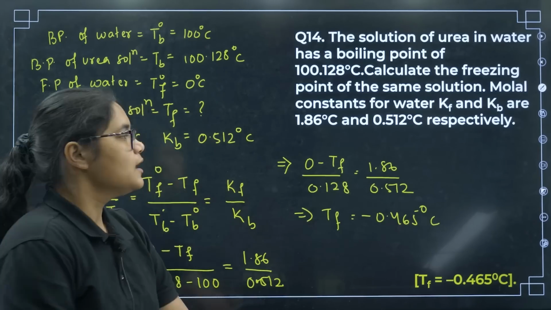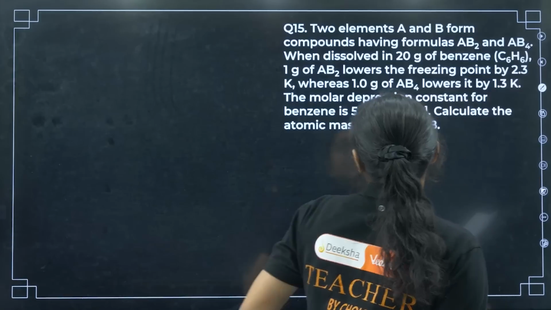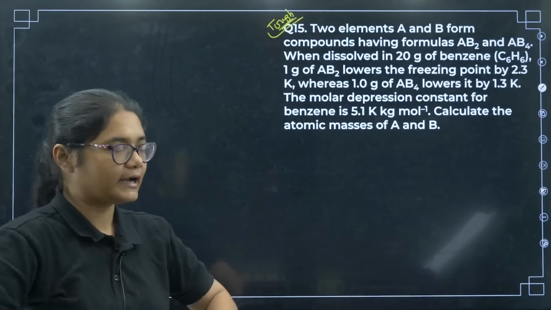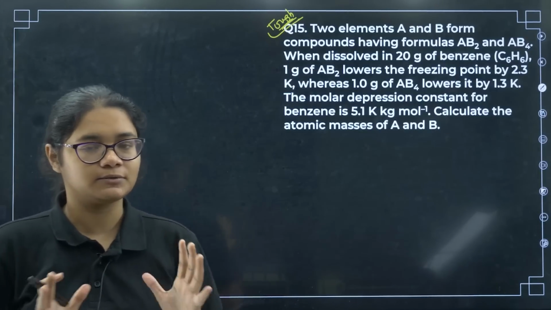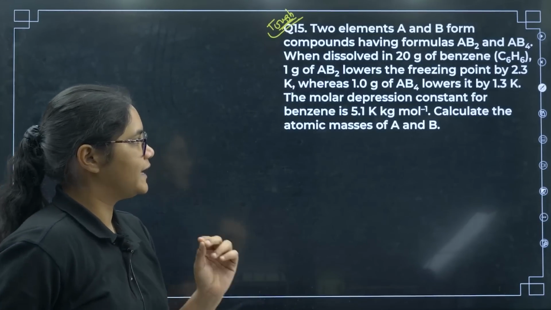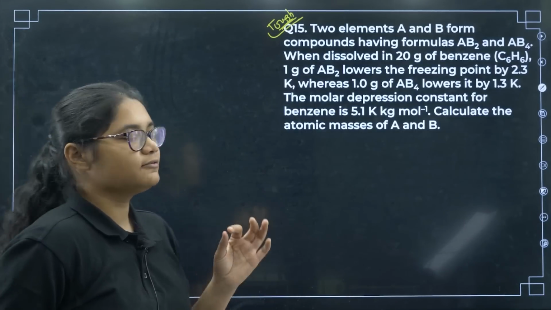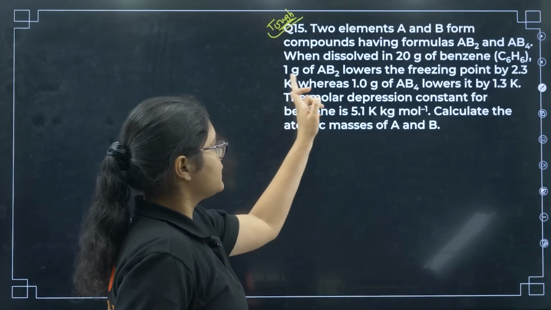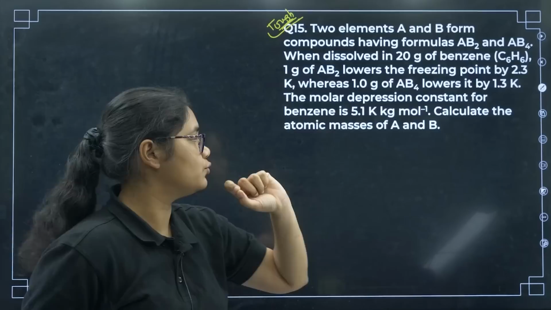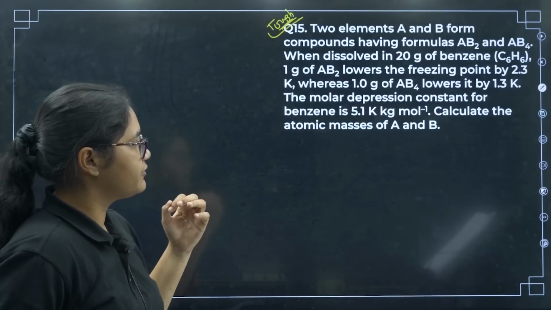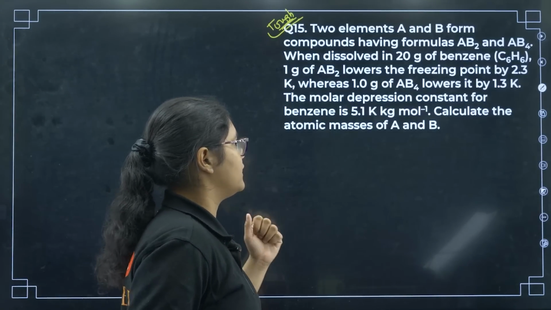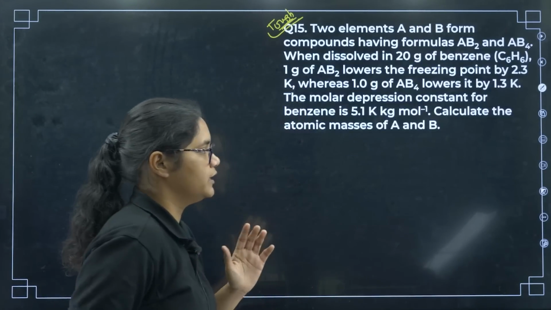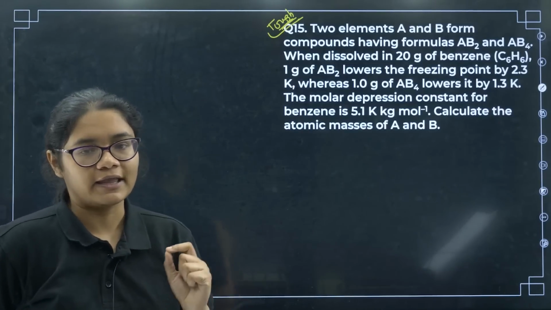Okay, now we will go to the last question, and yes, this question is a tougher one, not a very easy question. It will take time to solve, so you have to see the question properly. The question is saying two elements A and B form compounds having formulas AB2 and AB4. When dissolved in 20 gram of benzene, 1 gram of AB2 lowers the freezing point by 2.3 Kelvin, whereas 1 gram of AB4 lowers it by 1.3 Kelvin. The molar depression constant of benzene is given as 5.1 Kelvin kilogram mole inverse. Calculate the atomic masses of A and B.